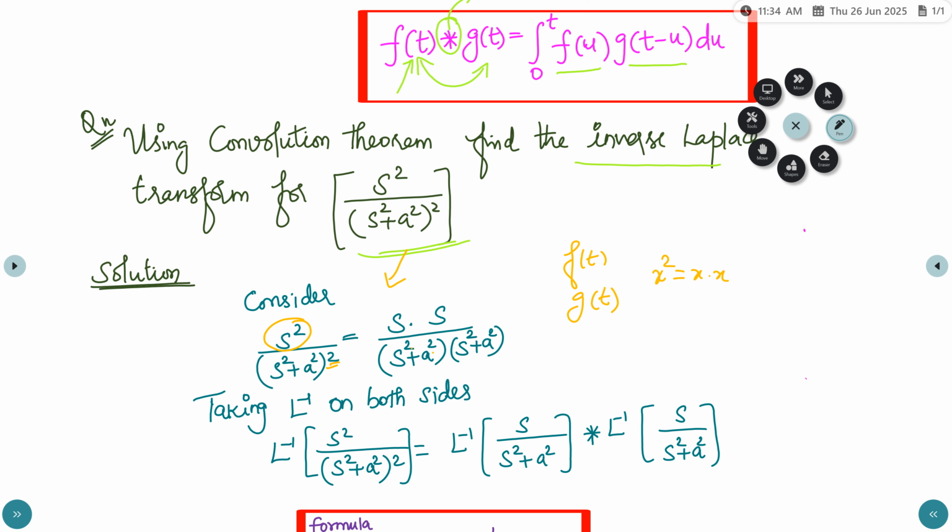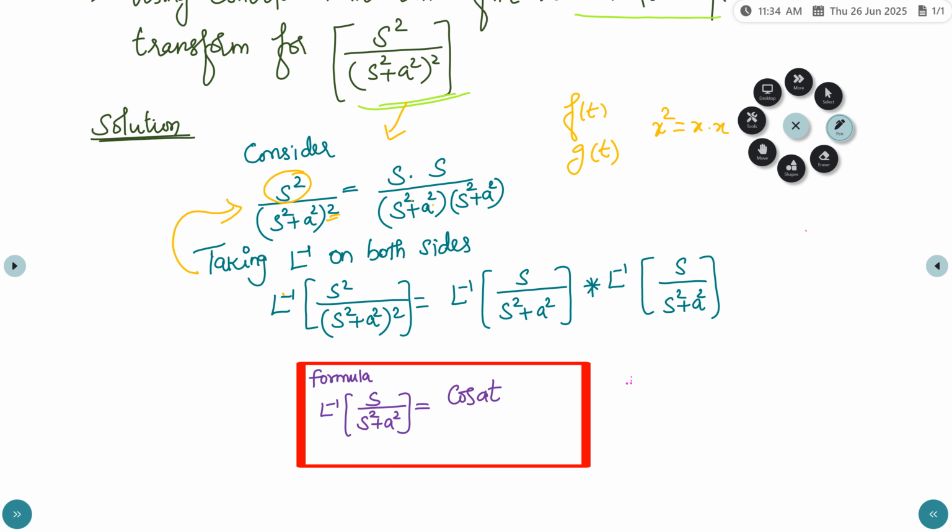Now apply the inverse Laplace transform to both sides. So applying the inverse Laplace transform to both sides of this equation, we get L inverse of the left hand side equal to L inverse of the right hand side. Here we have two functions. So L inverse is applied to each function: s divided by s square plus a square, and then the convolution, L inverse of s divided by s square plus a square. Here we have two functions, so then apply the formula for convolution.